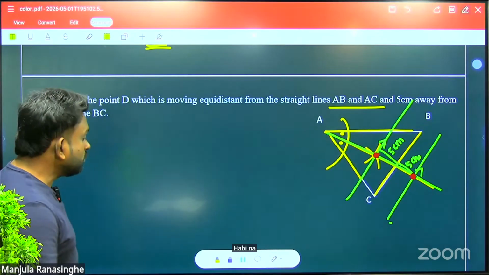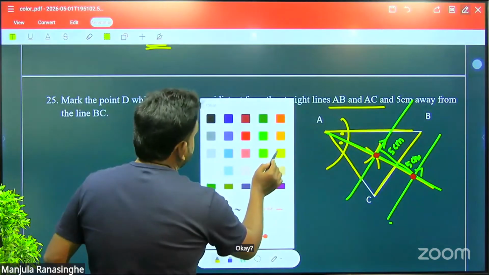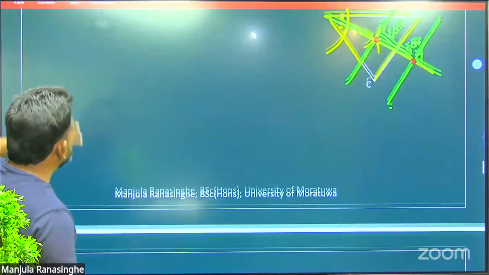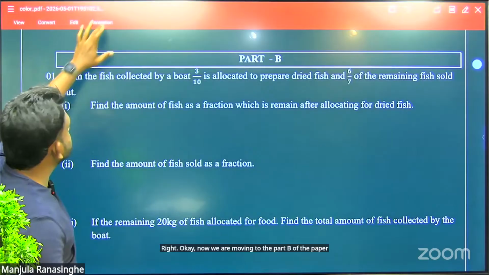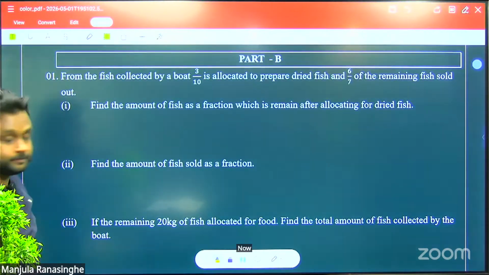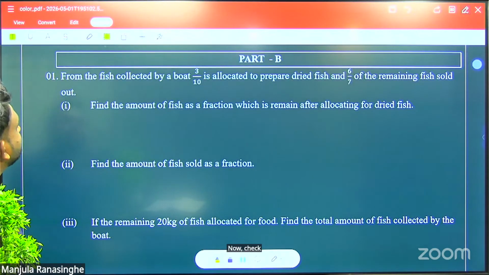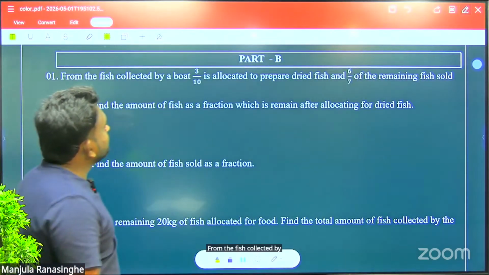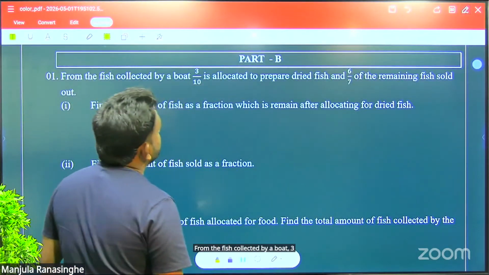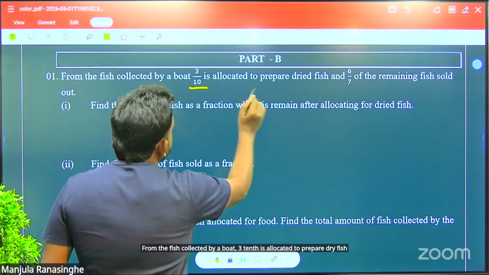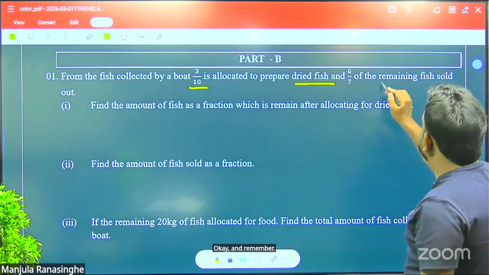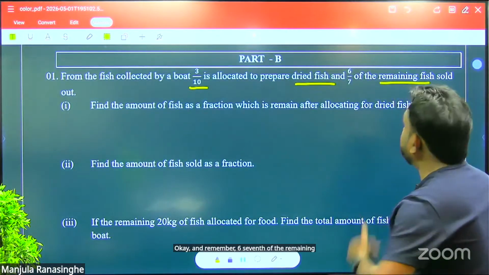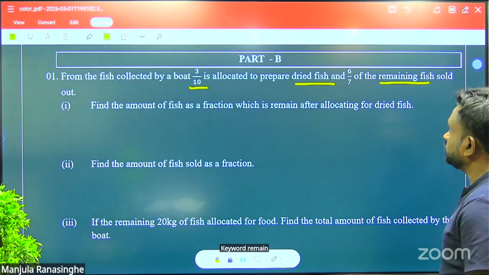Okay? Right. Okay, now we are moving to part B of the paper. Now check. From the fish collected by a boat, 3/10 is allocated to prepare dry fish. Okay, and remember, 6/7 of the remaining, keyword remain, fish is sold out. Okay.